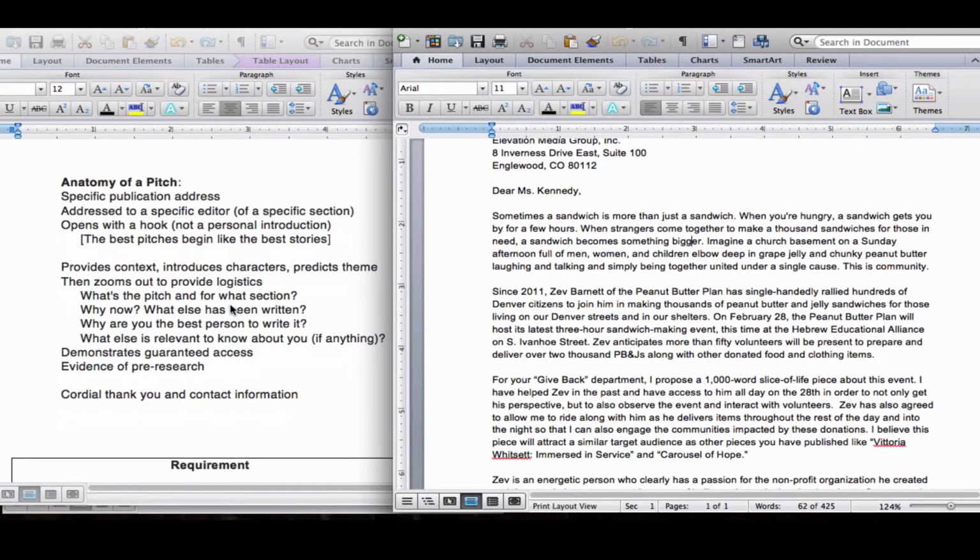So over here in the anatomy of a pitch, we've got the address. It's addressed to a specific editor. It opens with a hook. And then it starts to provide context, characters, and themes. This idea of community begins to predict theme.